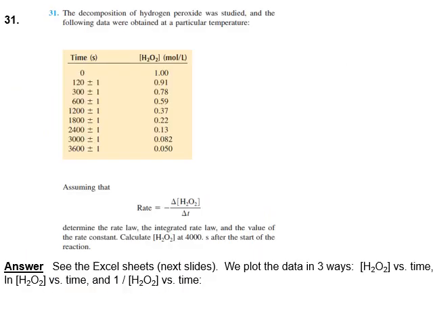Next slide. All right, so for this one, I'm not going to spend a lot of time on it. What I did was I took these values that they gave you here. Let me just read the problem. The decomposition of hydrogen peroxide, H2O2, was studied, and we found the following data, which is given in this chart. And then assuming that the rate is the change in the H2O2 over change in time, find the rate law, the integrated rate law, and the value of the rate constant.